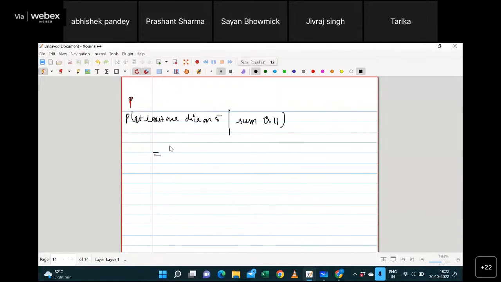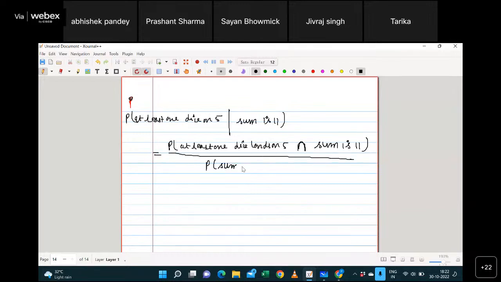Okay. So can I write the probability that at least one die lands on 5 and the sum is 11, the intersection, divided by the probability that the sum is 11, correct? So far it is good.